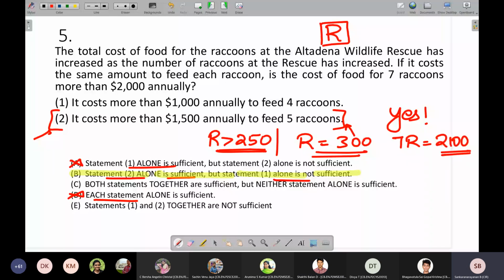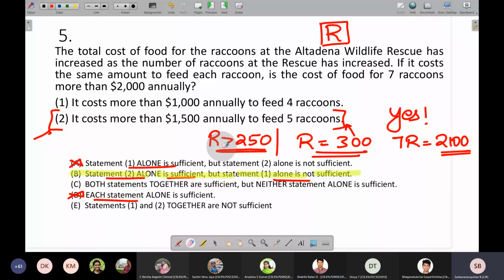In another case, I am proving that it is indeed more than 2000. So tell me, is one alone sufficient enough to answer the question? No, sir. Now, are you convinced with that explanation I gave you? Yes, sir. Say you take R as 300.